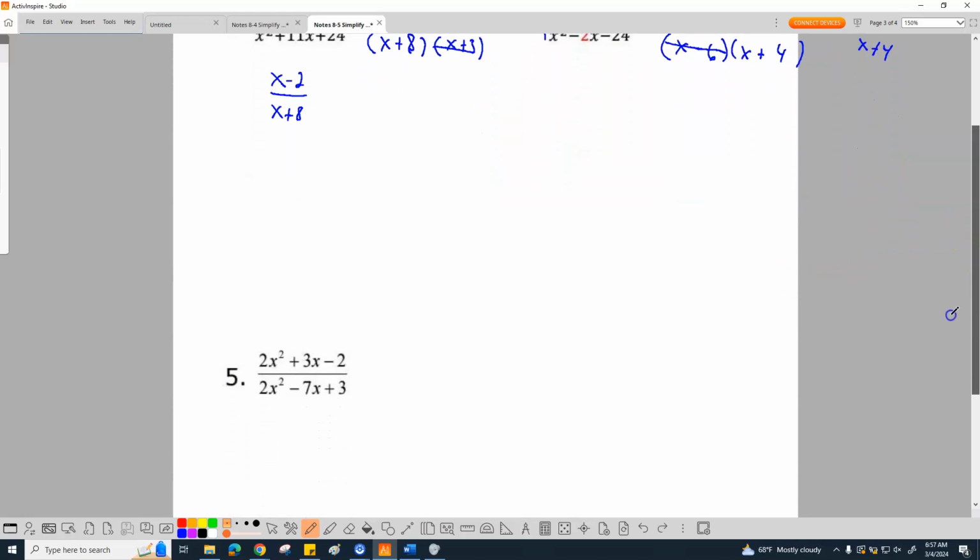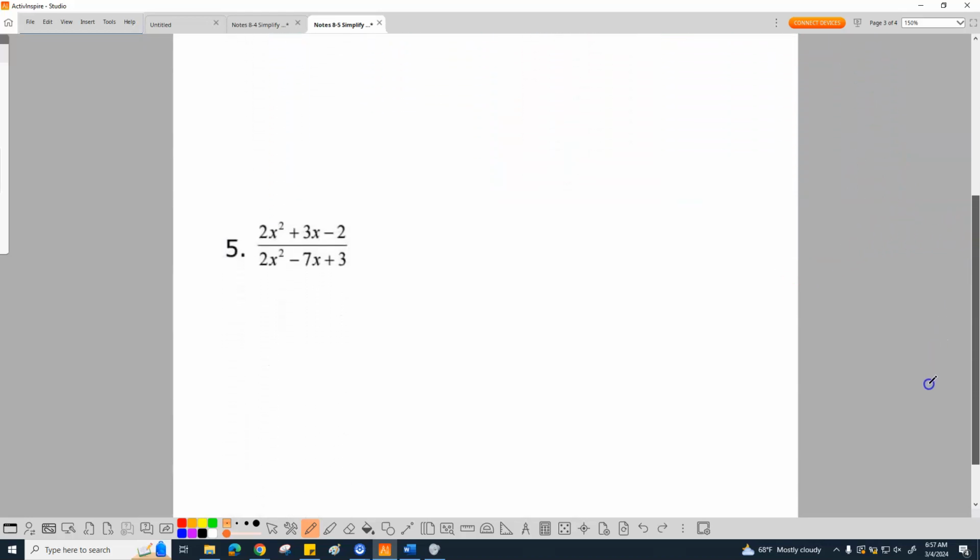Now I'm going to go down to this one. This one requires more of the grouping. This one requires the ABC AC thing. So if we do the ABC AC on both tops, actually I'm going to solve this one on a different video.